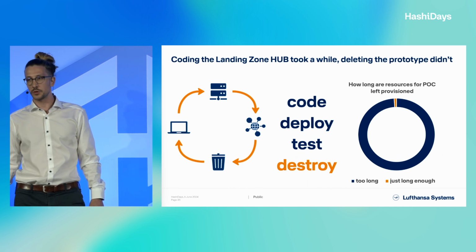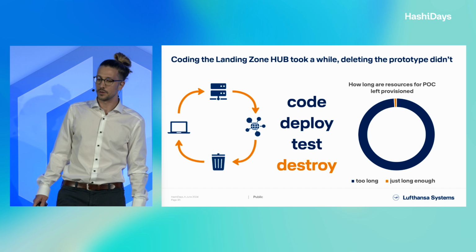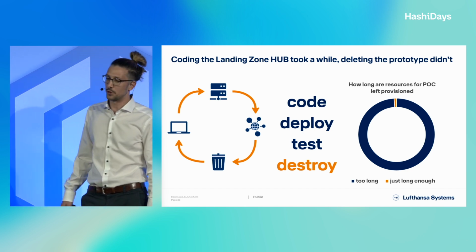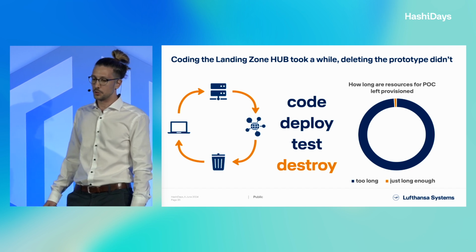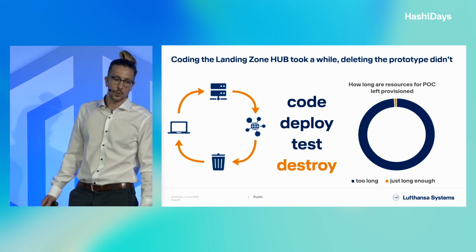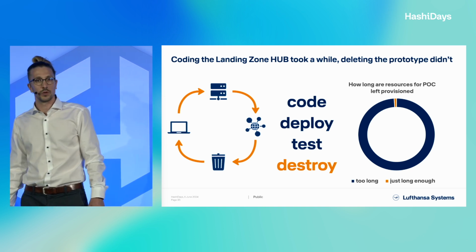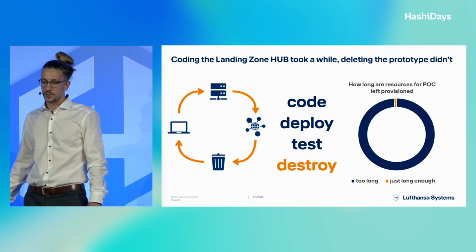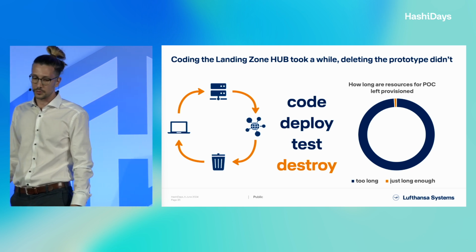So coding the landing zone took us a while, but deleting the prototype didn't. When building cloud networks manually, one would leave the prototype running for a very long time after active development, just in case you wanted to check something. With Terraform, all the knowledge gained by development is in the code. So when we're done actively developing something, we can just Terraform destroy, save on cloud bills, and if we need it again, we can just redeploy it.